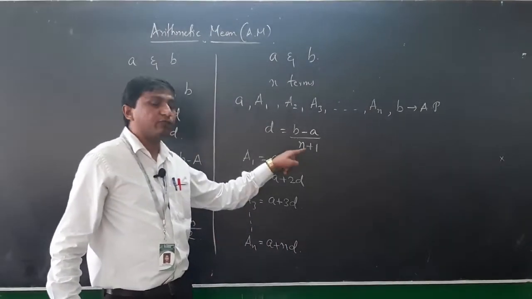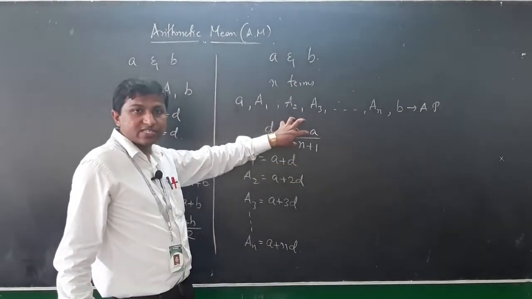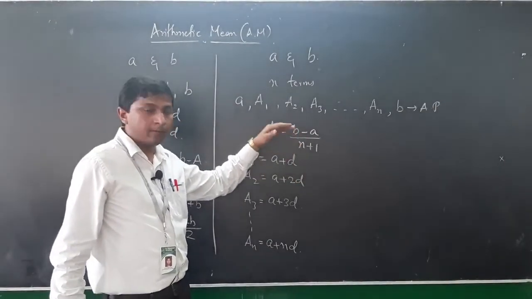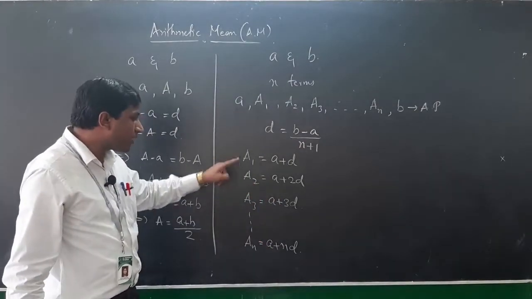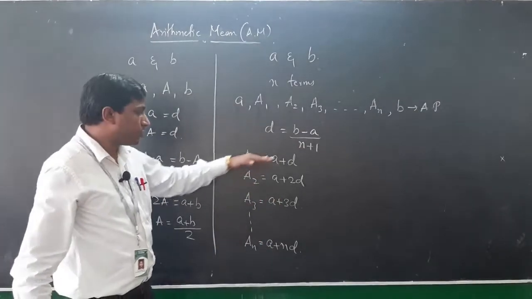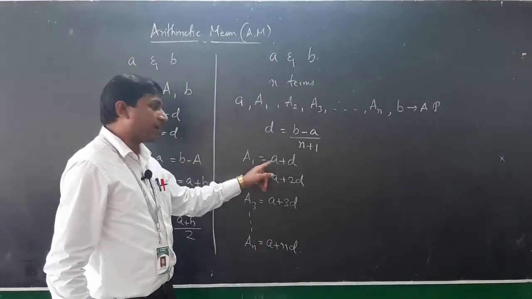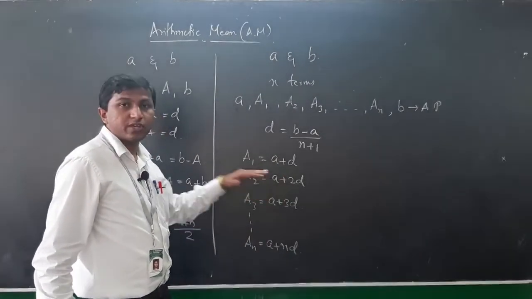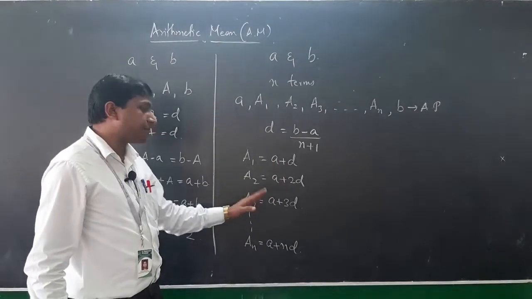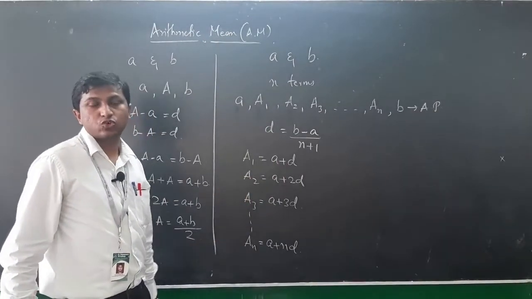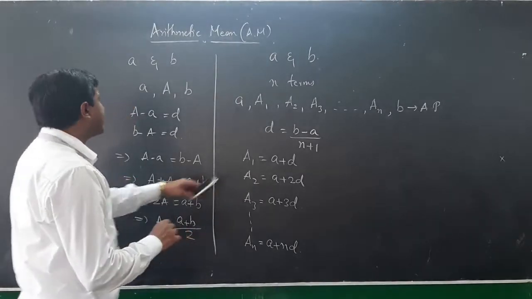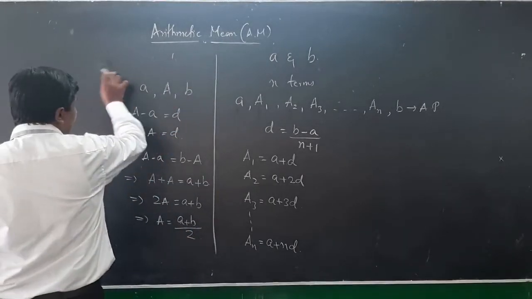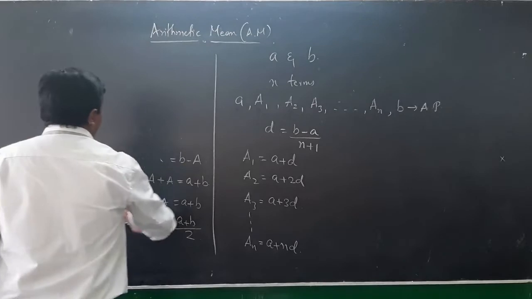So, first we have to find out the common difference D by using this formula. Then we find out the n terms A1 up to AN using these formulas: A plus D, A plus 2D is A2, A plus 3D is A3, so on. AN will be A plus N into D. To illustrate this, we will work out a problem.